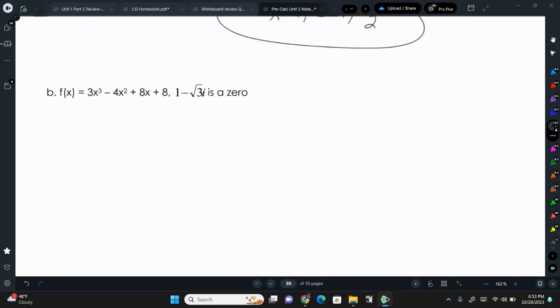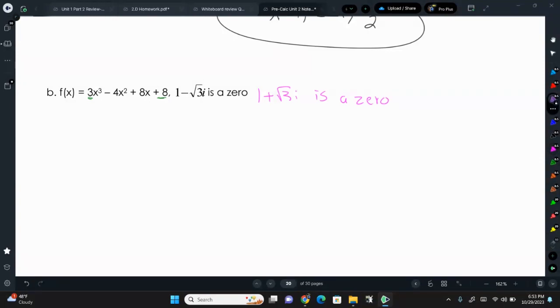So for this one, it might be a little bit of a stretch to do the rational zero theorem, because we have factors of 8 divided by factors of 3. That'd be a lot of them to try to figure out. But again, because 1 minus square root of 3i is a 0, 1 plus square root of 3i is a 0.